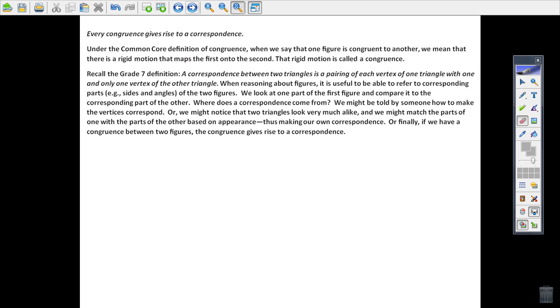So under the Common Core, the new standards that we're adopting here, under the Common Core standards, the definition of congruence, we say that one figure is congruent to another, we mean that there's a rigid motion that maps the first onto the second. So let's say we have a triangle here and another triangle located over here. The question is, are these congruent?